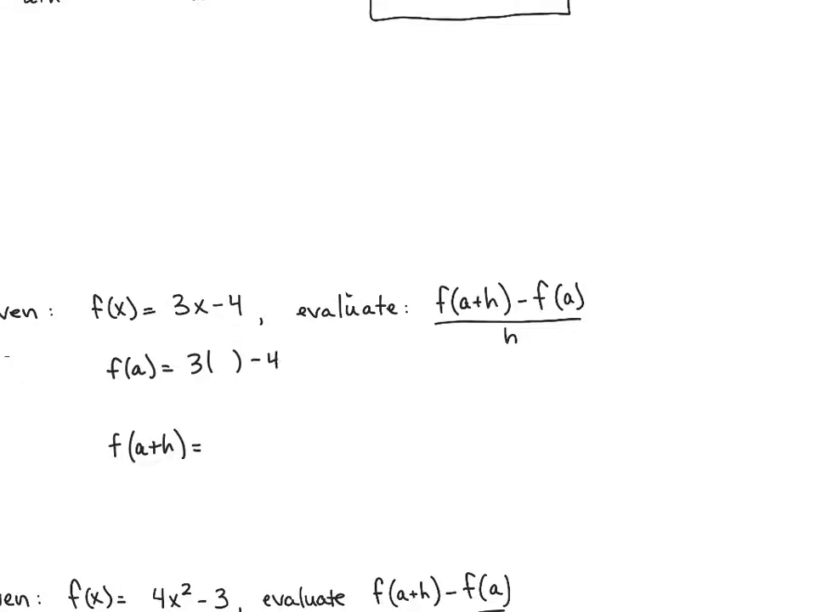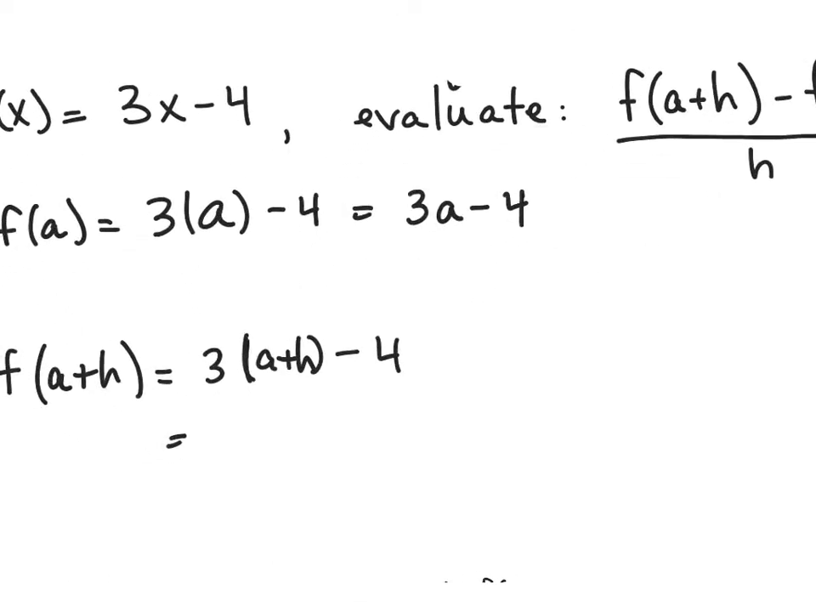Well, f of a is 3 times an input. Remember, when we're evaluating a function, we take the variable, in this case x, and turn it into an empty parenthesis, and then we just put whatever the input is into that empty parenthesis. So it's a, we get 3a minus 4. For f of a plus h, we rewrite the function, instead of 3x minus 4, 3 parenthesis, minus 4, and now the input is a plus h. So we get 3a plus 3h minus 4.